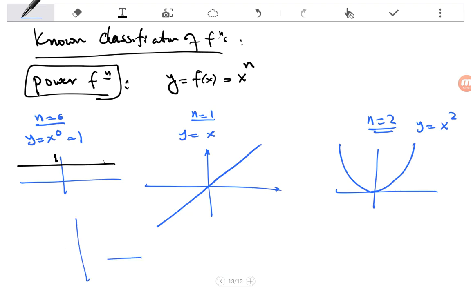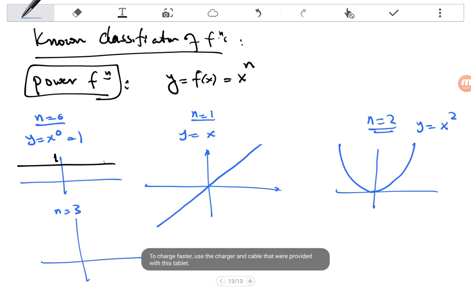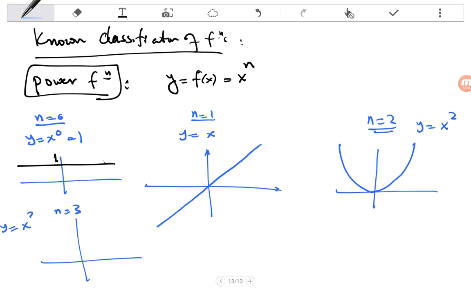If I have n is equal to 3, which is y is equal to x cubed, the graph of this function is known to be like this. It goes down like this, and that goes up like this. What about n is equal to 4?